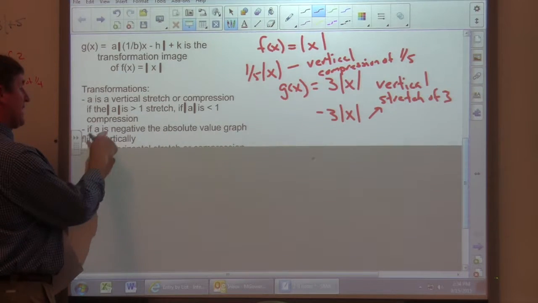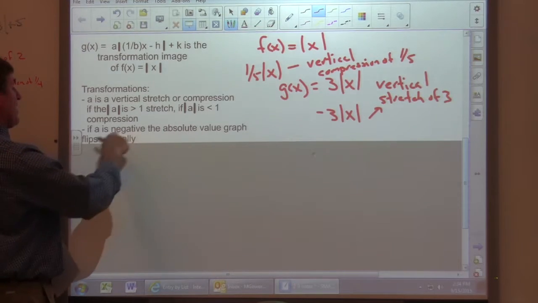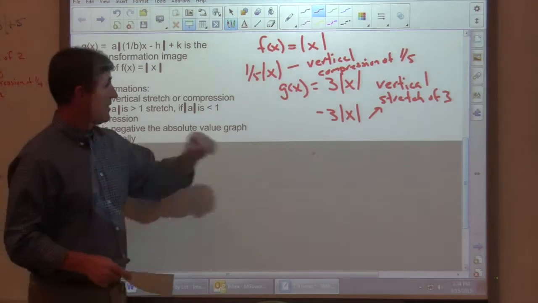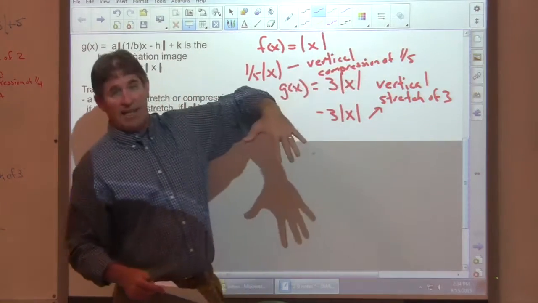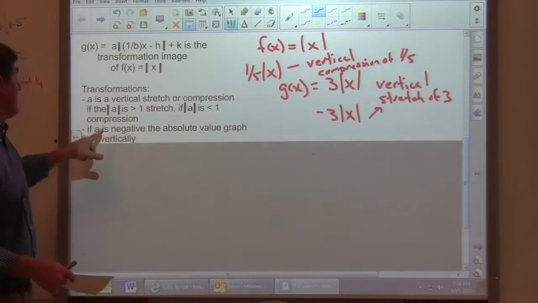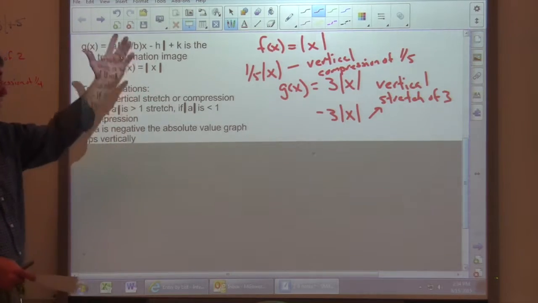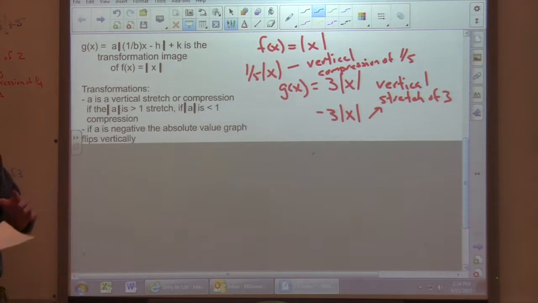If A is negative, then the absolute value graph flips vertically. So this negative 3 here would stretch it by 3, but then it would reflect it down because the parent function goes up. So a negative sign just will reflect it vertically. And remember, vertical is up and down. So if it's up, it reflects it down. If it already was down, then it would reflect it up.